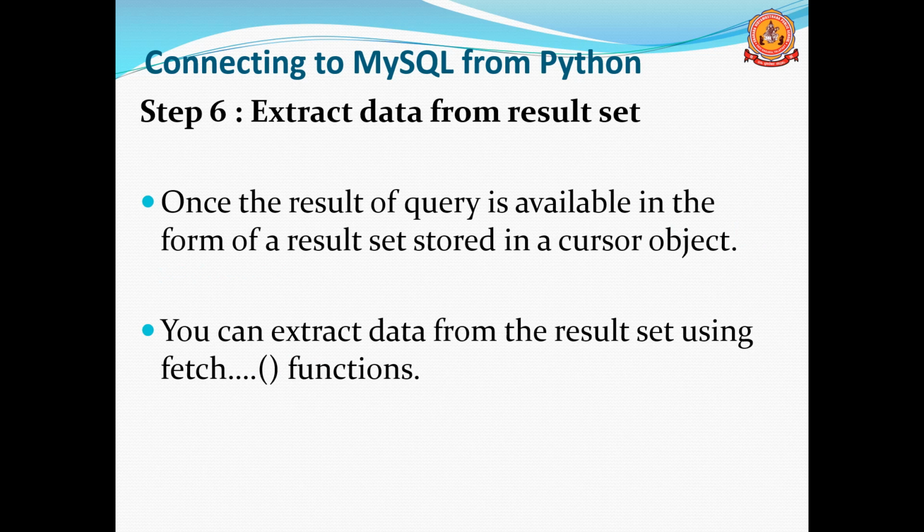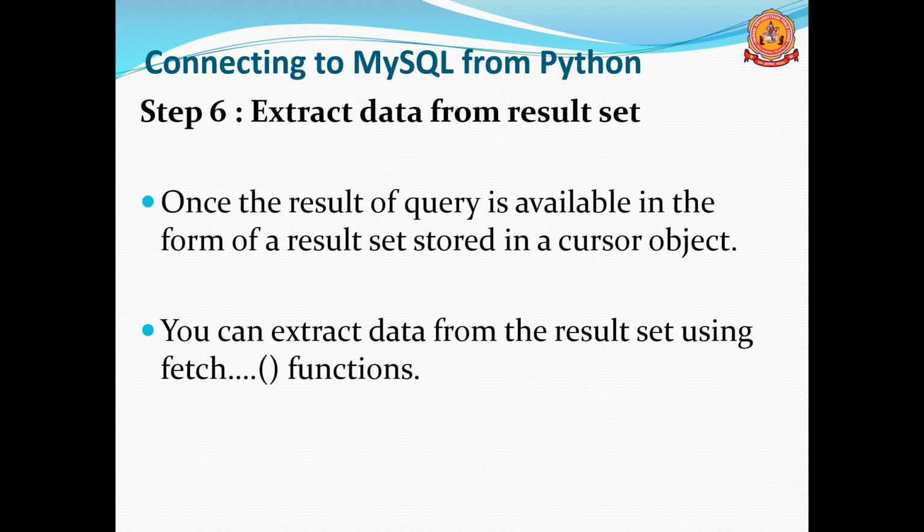Step 6, the sixth step: extract data from the result set. Data will be available in the cursor object. Once we retrieve the data, the result of the query is stored in the cursor object. After executing the query, data won't be displayed to the users, but the program can use that data. All the data stored in the cursor object can be extracted and used later. That extracting is done here.